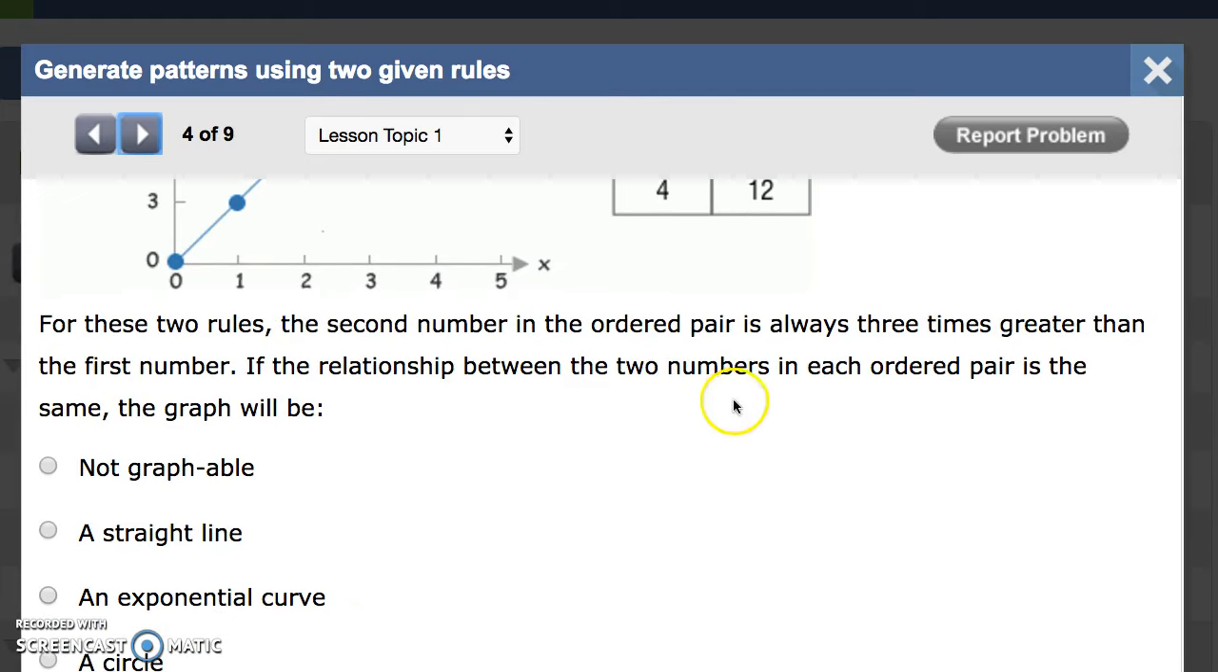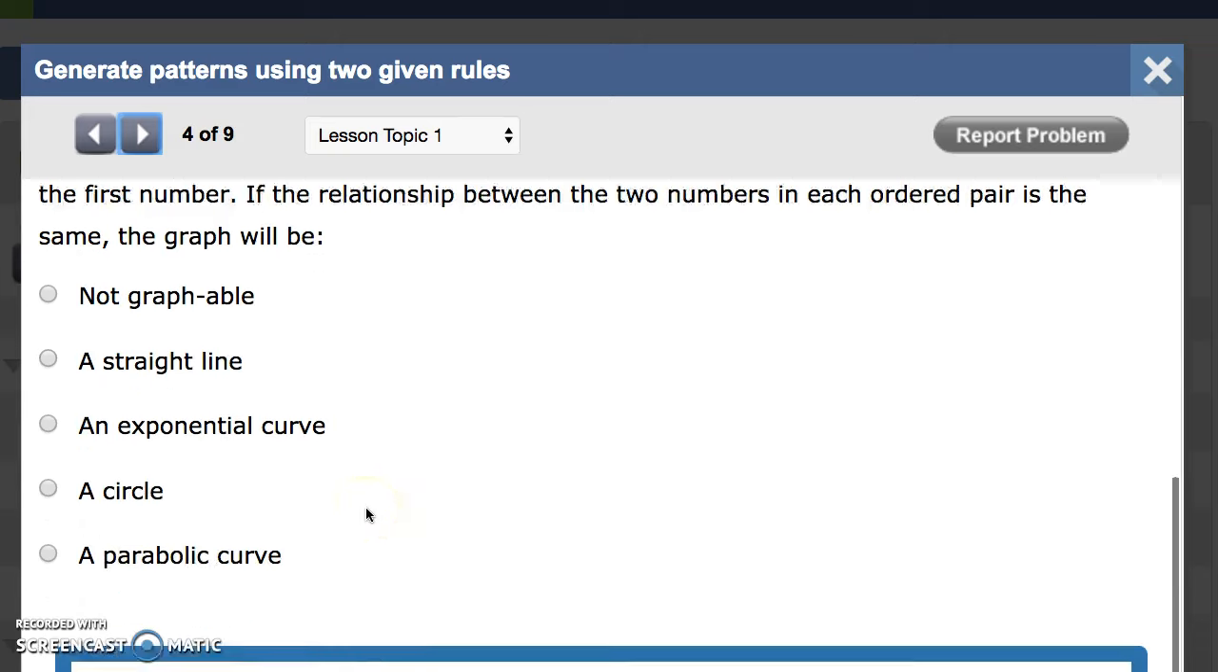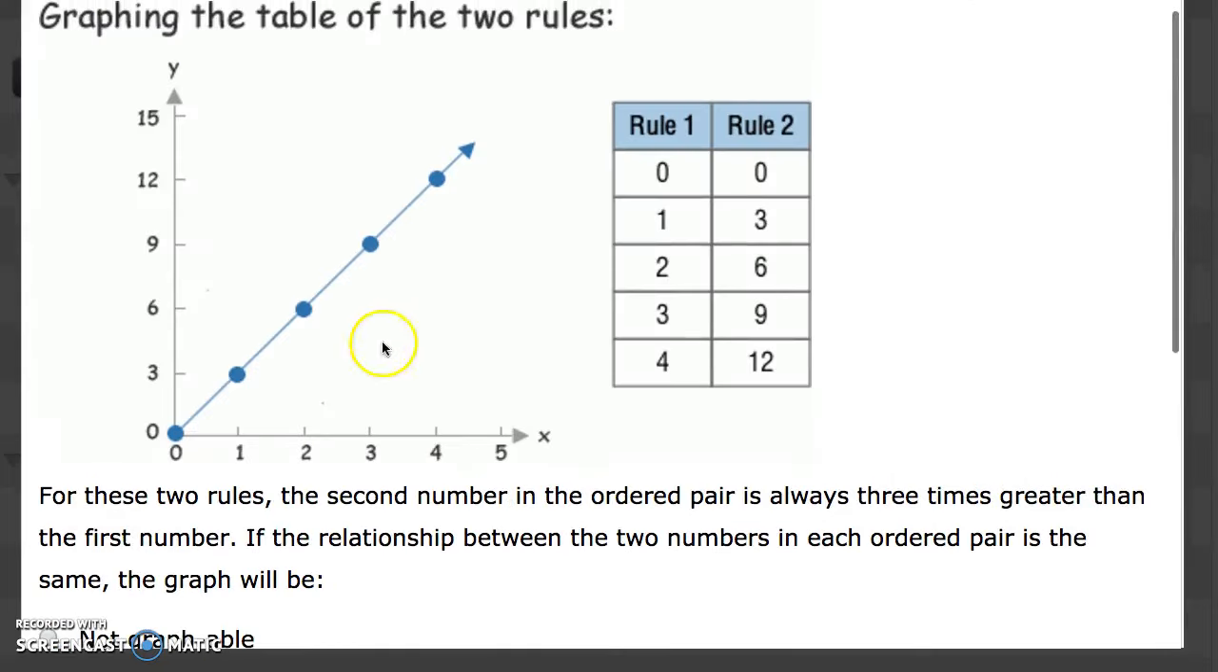If the relationship between the two numbers in the ordered pair is the same, the graph will be a straight line. So if it was 0, 0, and the next one is 1, 1, and the next was 2, 2, and 3, 3, then it's going to be a straight line, just like this graph is showing here. It's straight, it's not curving at all.